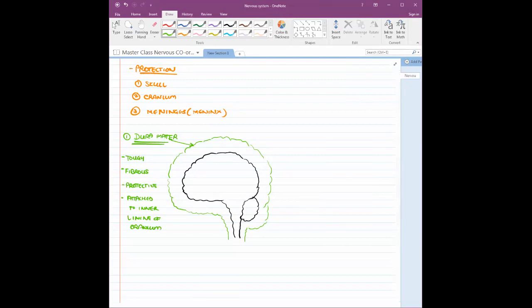But now, guys, after your dura mater, we are going to have the second region. This second region is going to be a web-like cushion. It is soft, web-like. So what is this second region called, guys? This second region is called your arachnoid membrane. So we have this arachnoid membrane.